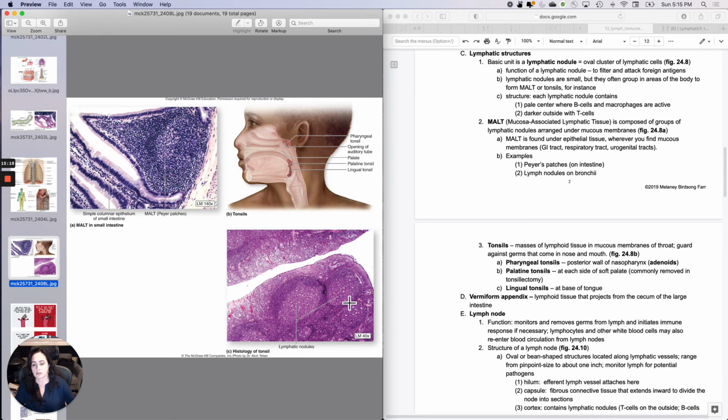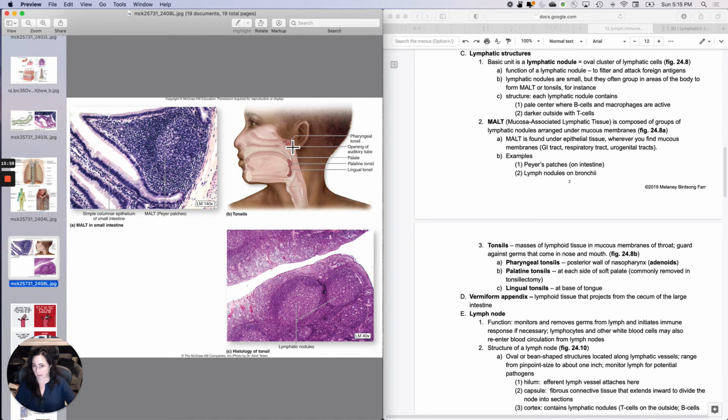Notice that this is a tonsil. And of course, it has collections of these lymphatic nodules. The only difference between a tonsil and MALT is that a tonsil is bigger, lumpier, and it has a little more connective tissue associated with it. So it's a massive lymphoid tissue that's found in the mucous membranes of your throat. Really, and your nose too, these are going to guard against germs that come in the nose and the mouth. So the tonsils at the back of your nasopharynx are called your pharyngeal tonsils, or when they get swollen, they're called adenoids.